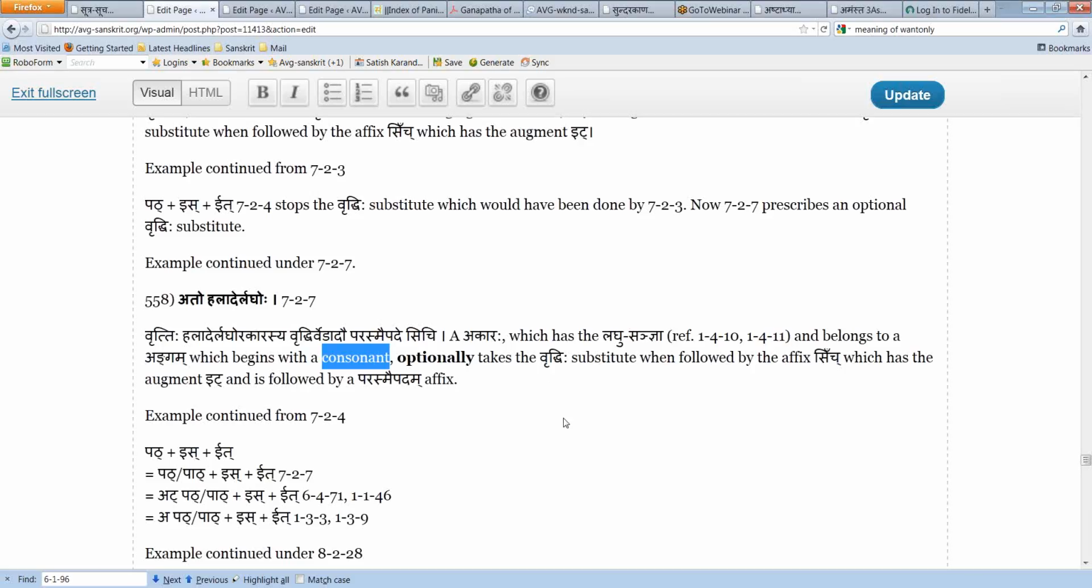Then anuvritti is coming down of sich, vriddhi, parasmaipadeshu, and also iti. So if we say idadi sich, which is followed by parasmaipadam, then it can only optionally do the vriddhi adesha for an angam, for the laghu akara of the angam, right? If the angam begins with a consonant. So haladeh begins with a consonant.